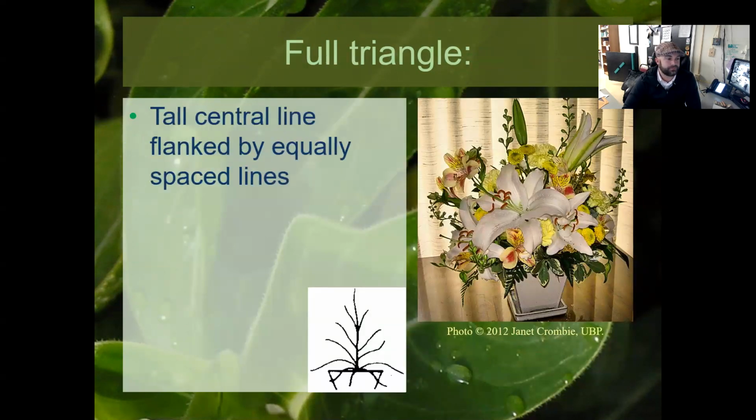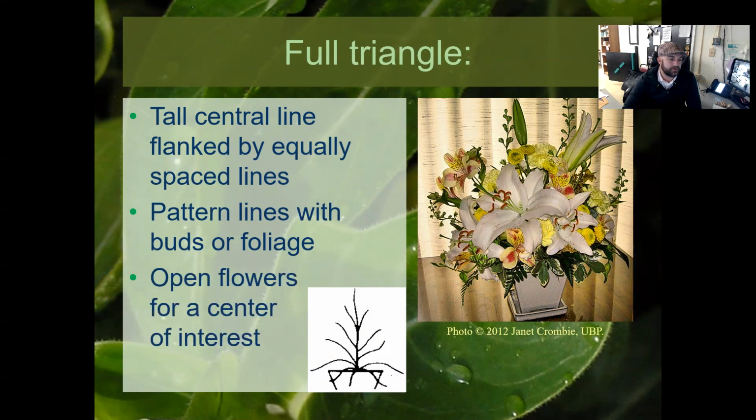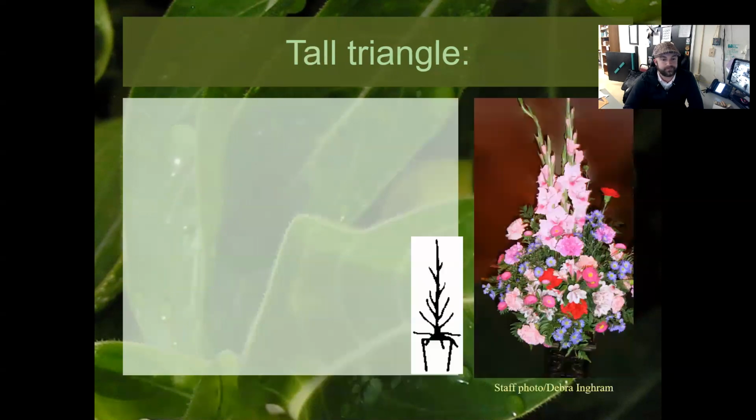A full triangle: tall central line flanked by equally spaced lines, patterned lines with buds and foliage, and open flowers for a center of interest. So you're going to see a full triangle with your tip and then both sides coming down to the bottom.